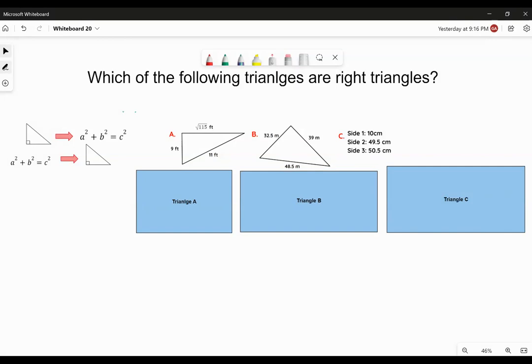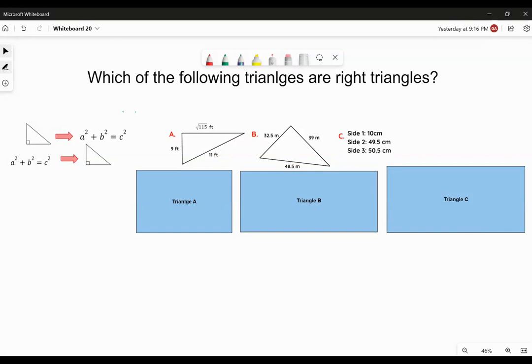So the converse of the Pythagorean theorem is exactly the opposite. If we know that a squared plus b squared equals c squared, if that in fact is true for the given legs and hypotenuse, then we can determine that a triangle is in fact a right triangle. So we're going to go ahead and do that.